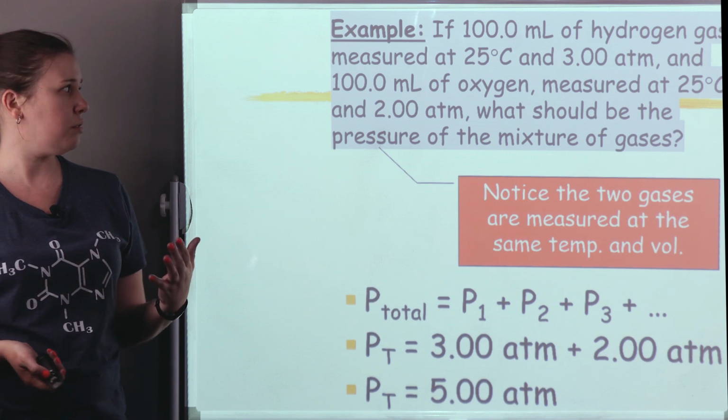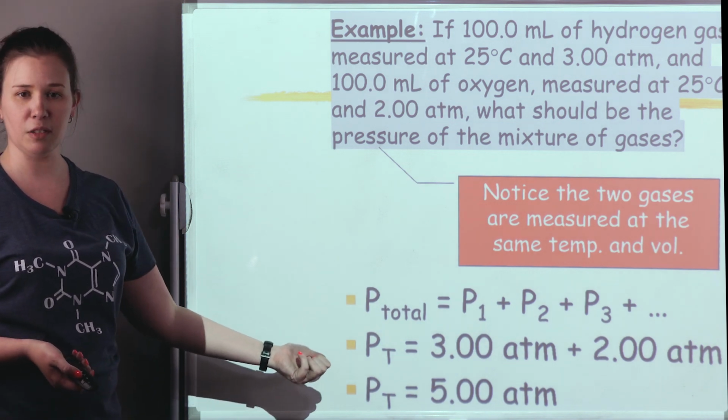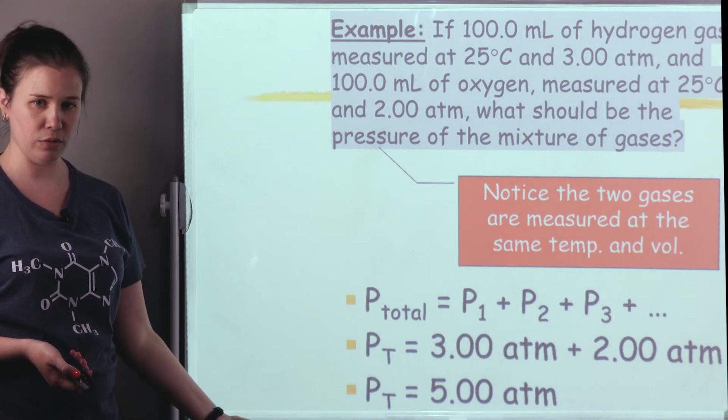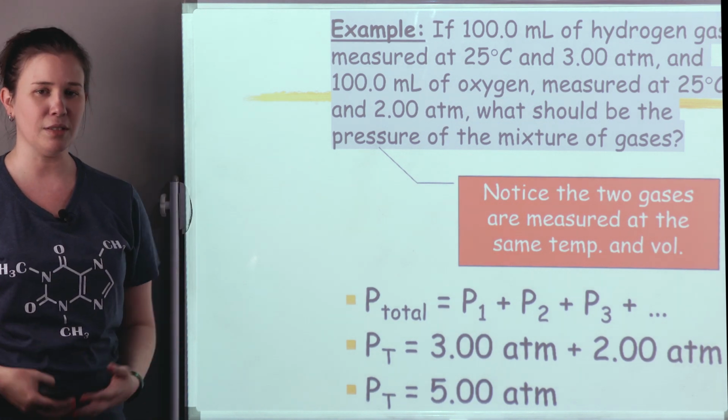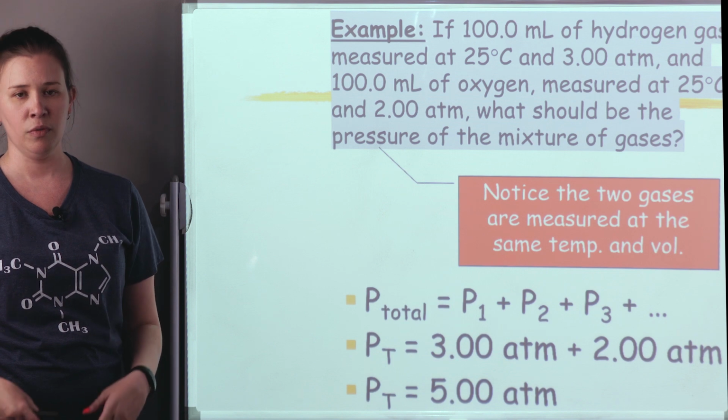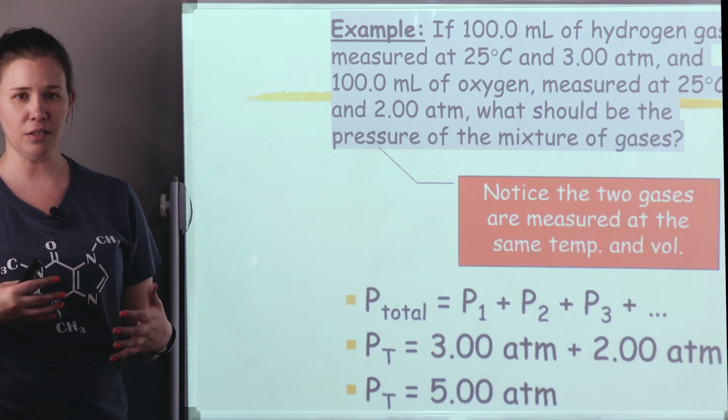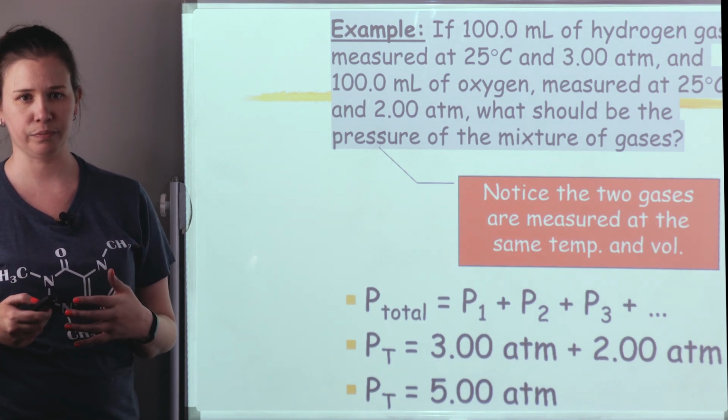It would be 5.00 because when you do addition, you keep the decimal places. So we've got 5.00 atm for our final answer. They like to make these nice and wordy because actually the math is fairly simple. You're looking at a combination of gases, you just add the pressures.